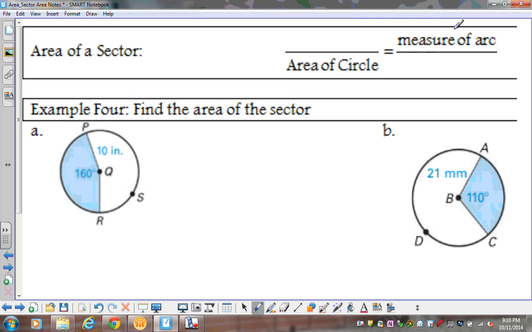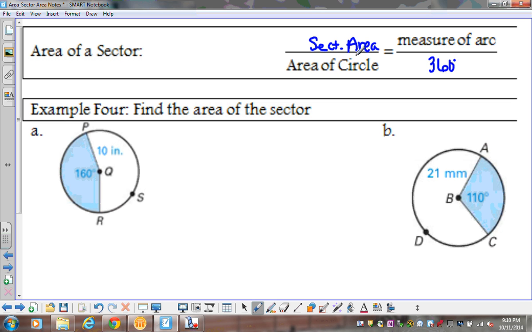If you notice, this should look pretty familiar. I've still got the measure of my arc. In the denominator, I'm still going to have 360 degrees. The only thing that's different is I'm going to have my sector area. I'm going to put sector area, or area of my sector, over the entire area of my circle. So it's piece over the whole equals piece over the whole.